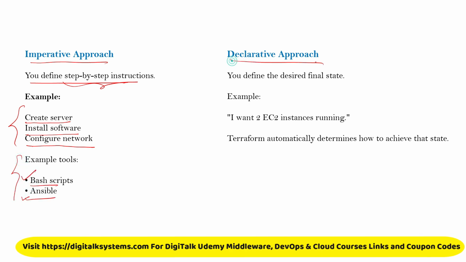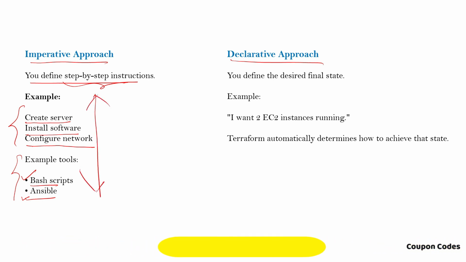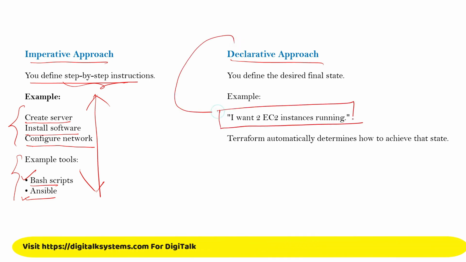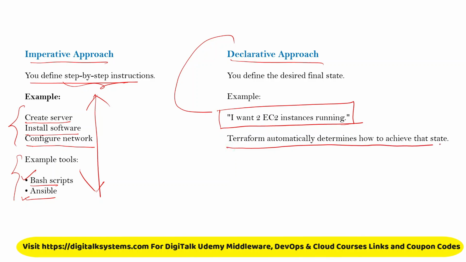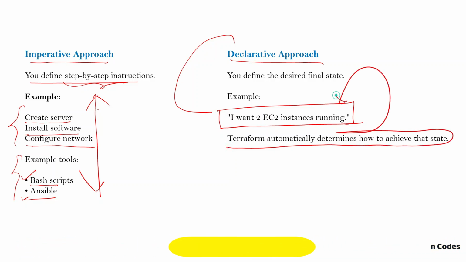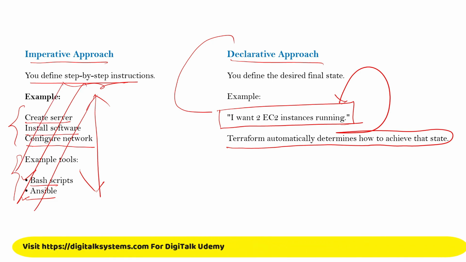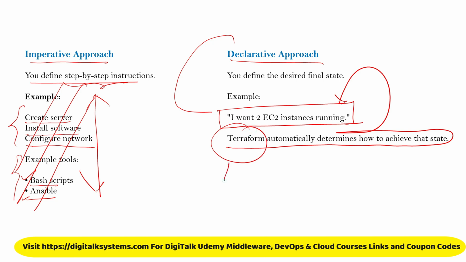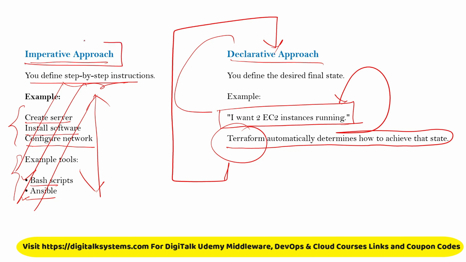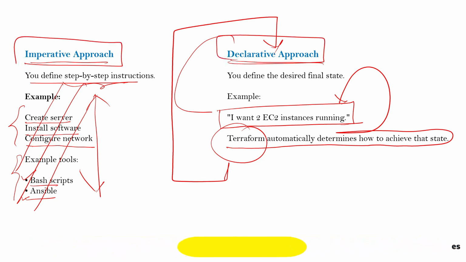Now, with the declarative approach, we don't need to define step-by-step information. In that case, we can just say, I want an EC2 instance, or I want a running virtual machine. Terraform automatically determines how to achieve this particular state. You are not defining the step-by-step instructions. So it is very clear that Terraform uses the declarative approach. This is the difference between imperative and declarative approach.